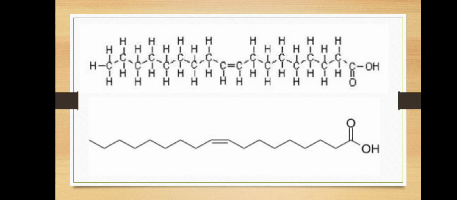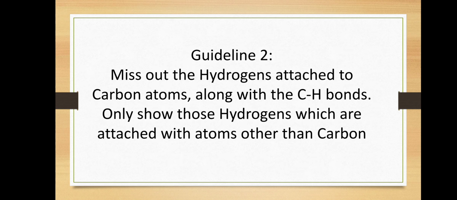You can see I have drawn no hydrogens, except that only one hydrogen is there, which is attached to the oxygen. Okay. So, the second guideline is miss out the hydrogens attached to carbon atoms along with the C-H bonds. Only show those hydrogens which are attached to atoms other than carbon.